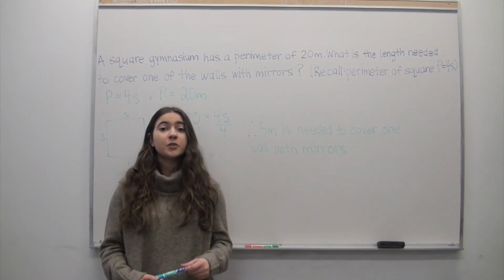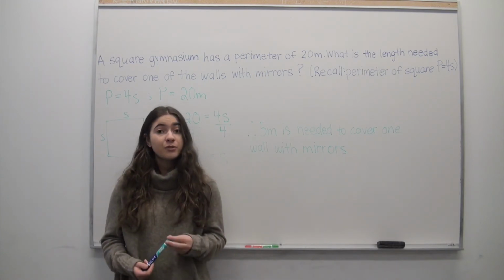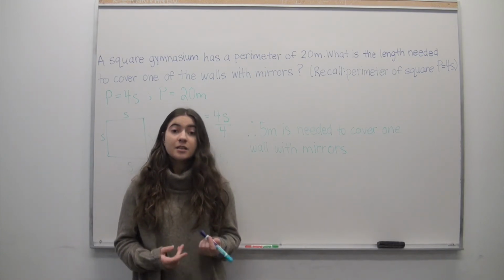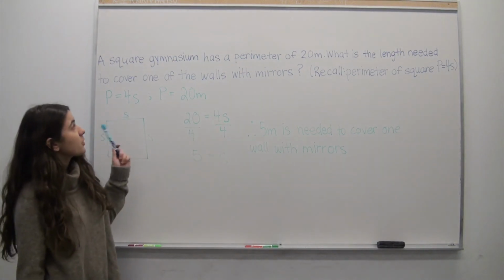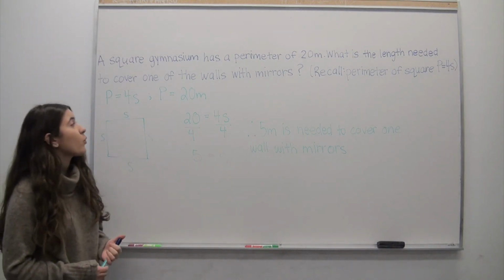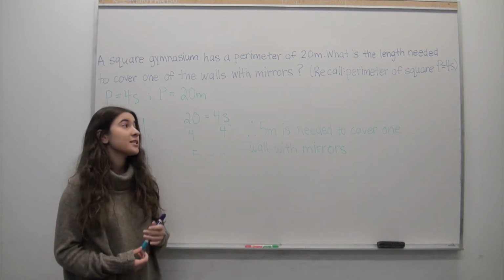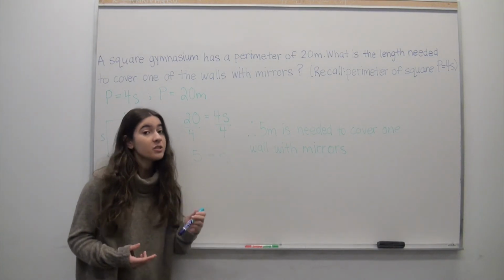Okay guys, so now that we've gone through our lesson and done a few practice questions on our own, why don't we take a look back at the motivational question for today's lesson, since now we know how to solve it. Okay, so the question asks that a square gymnasium has a perimeter of 20 meters. What is the length needed to cover one of the walls with mirrors? And then it says, recall that the perimeter of a square is p equals 4s. So this is our equation.